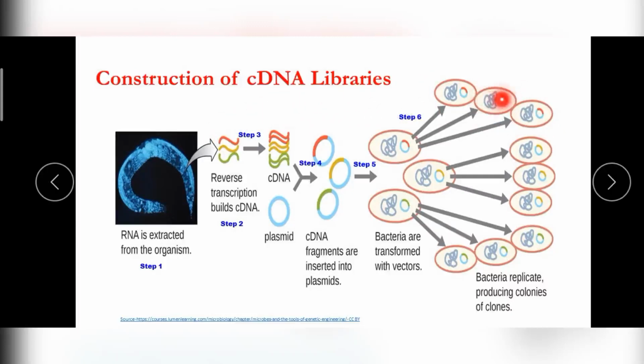Here you have a red color cDNA, and it represents this red color mRNA, whereas this yellow color cDNA is complementary to the yellow color mRNA. In this manner, each clone represents the specific cDNA which is complementary to the single mRNA from which it is derived.